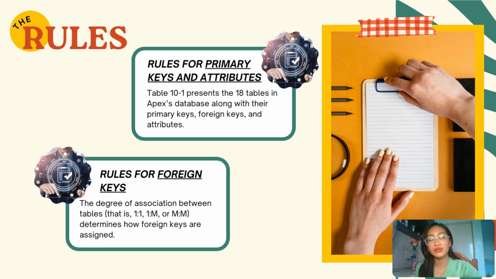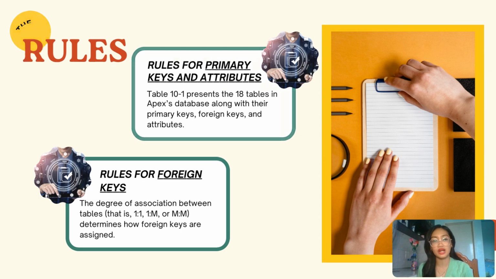Lastly, for the rules for foreign keys, the degree of association between tables, which are 1 is to 1, 1 is to M, or M is to M, determines how foreign keys are assigned. Later, we will find their similarities and dissimilarities.